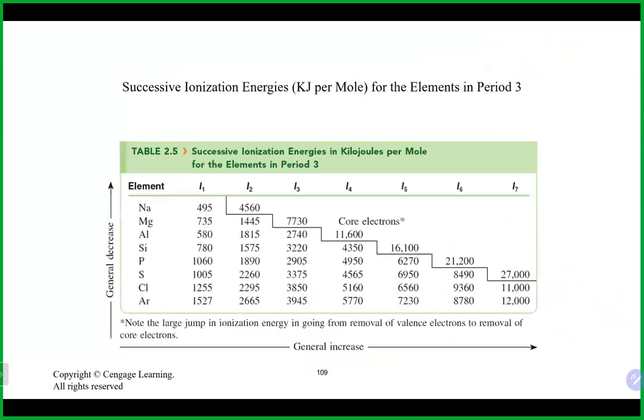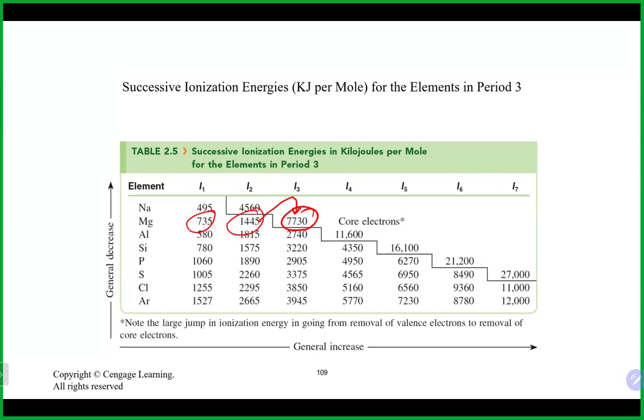And that's what we see on this table. Here's our magnesium, 735 to remove the first one. We kind of double it to remove the second one. So it gets harder to pull off that second electron. And now as we try to jump into the core electrons, we're about 6-7 times the amount of energy that would be required, and it just doesn't happen as you continue that way.